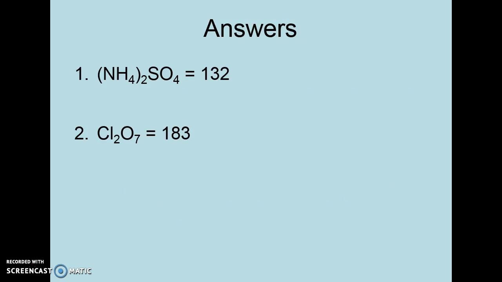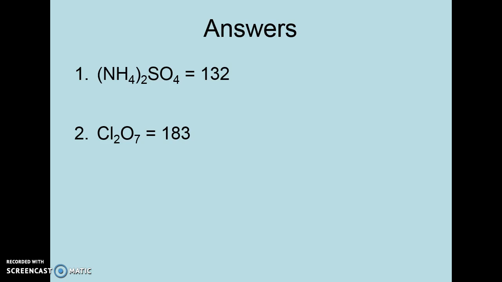Here are the answers that you should have gotten for the previous slide. So ammonium sulfate is an ionic compound. You need to balance out the charges and have the correct formulas of both ions, and then add up all the masses of the nitrogen, hydrogen, sulfur, and oxygen. So 2 nitrogens plus 8 hydrogens plus 1 sulfur plus 4 oxygens all adds up to 132.